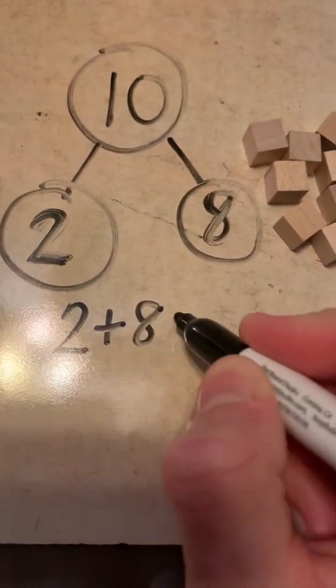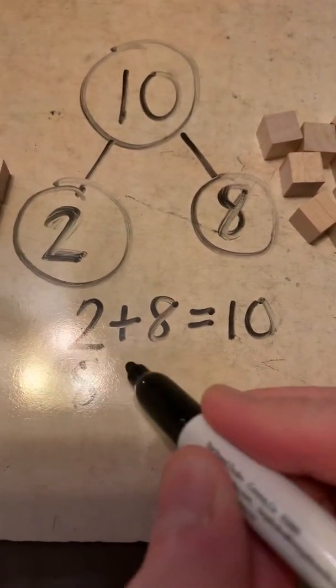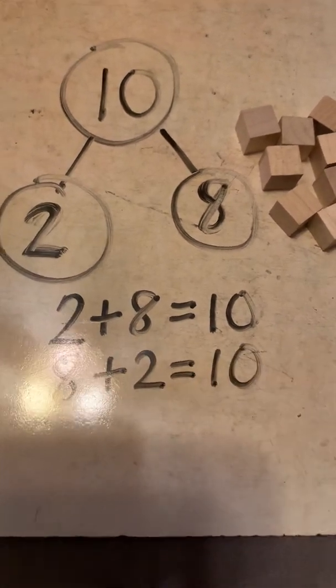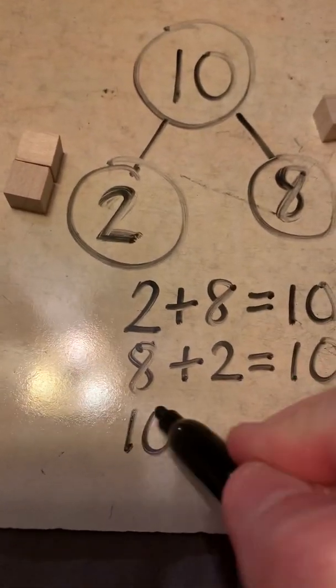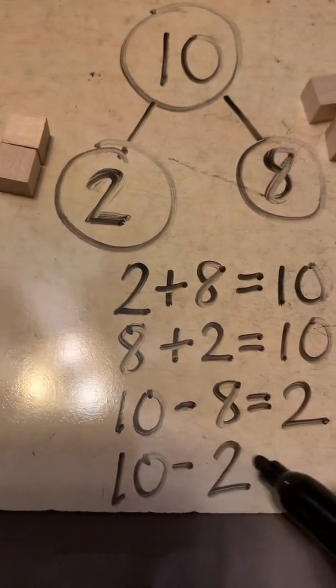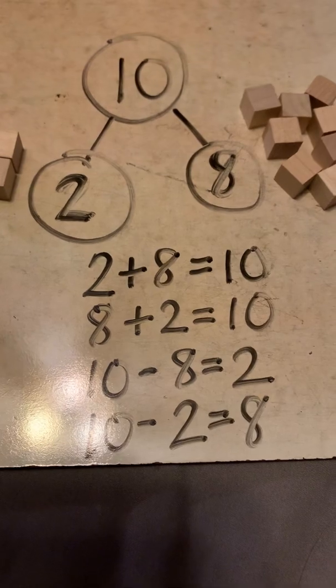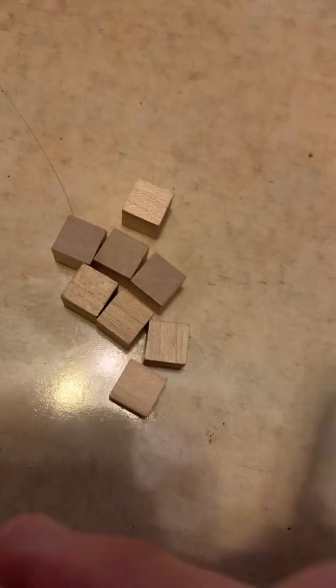Did you say 2 plus 8 equals 10? You did? Did you say 8 plus 2 equals 10? I bet some of you did. Now, the subtraction is where it gets hard. Did you start with the biggest number and say 10 minus 8 equals 2? And 10 minus 2 equals 8? Because if I have 10 and I take away 2, 1, 2, 3, 4, 5, 6, 7, 8, it equals 8. And if I have 10 and I take away 8, it equals 2.